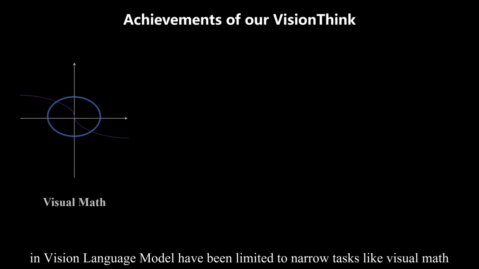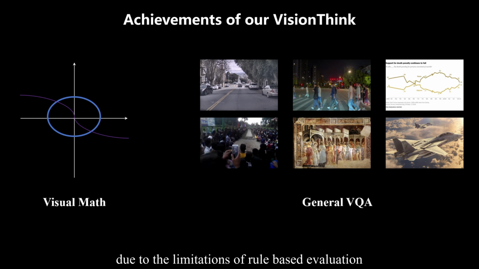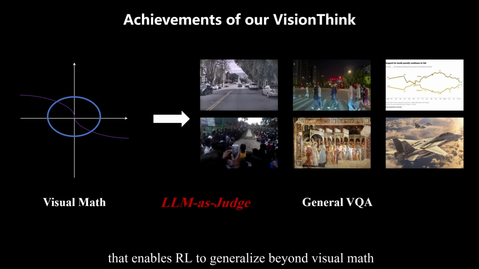Furthermore, while prior attempts to apply reinforcement learning in vision language modeling have been limited to narrow tasks like visual math, they fall short on general visual question answering, due to the limitations of rule-based evaluation. To overcome this, we introduce a LLM as judge strategy that enables RL to generalize beyond visual math.